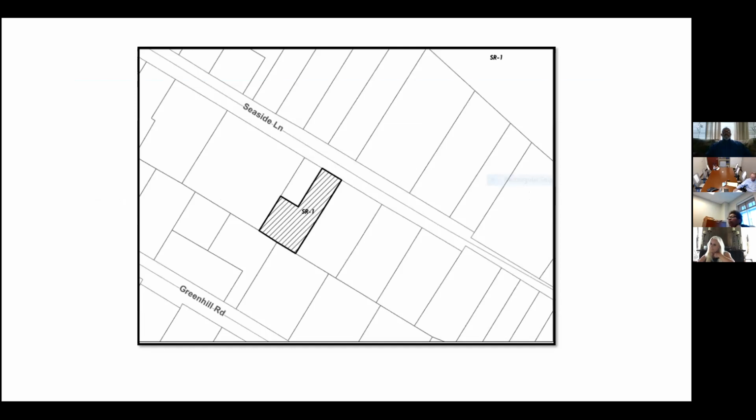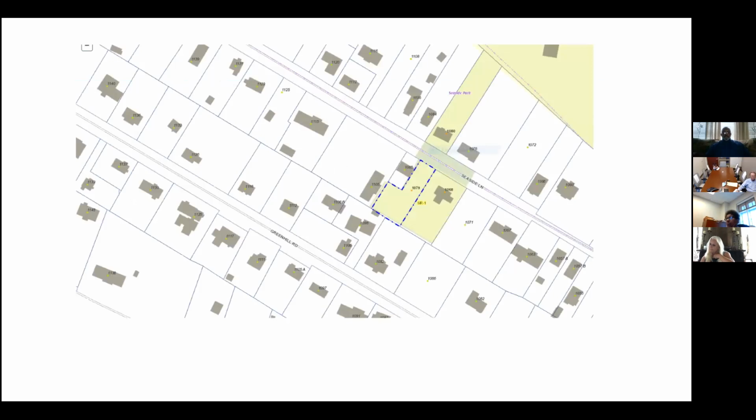This is a residentially zoned property, SR1 zone property on James Island. And this map shows the lot in question on Seaside Lane. But more importantly, the zoning map shows the lot and the adjoining lot that are in the city of Charleston, and the lot across the street on Seaside Lane that is also in the city of Charleston. All the other lots that don't have a color associated with them, those are not in the city of Charleston. Those are actually under the jurisdiction of the town of James Island.